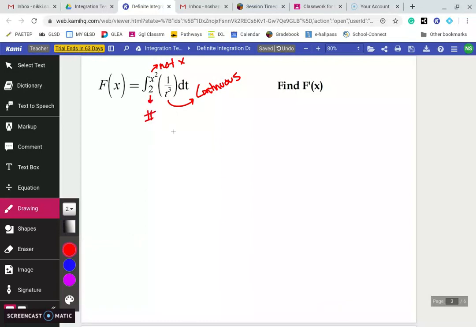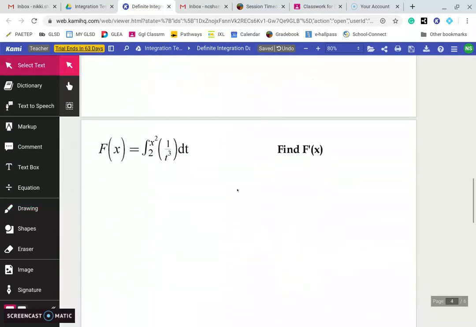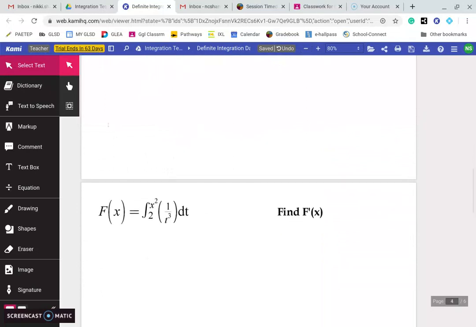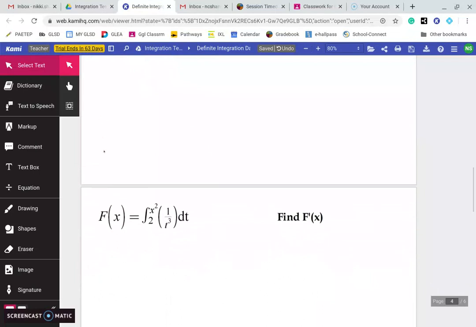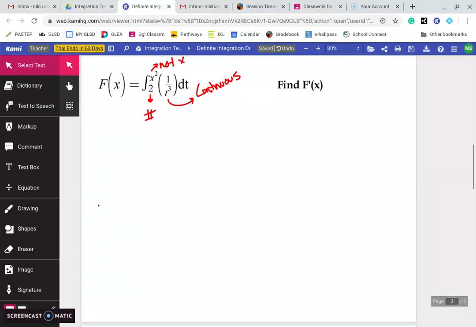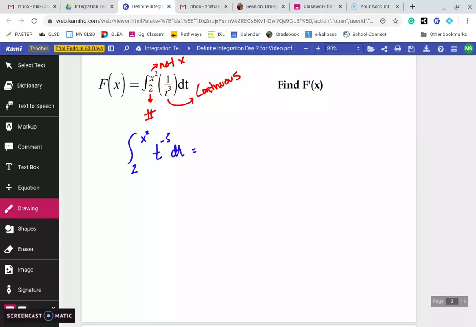So if you notice on your slides, I don't know if you printed them out or not, but this problem and the next problem are exactly the same. So I'm going to show you how to do this without the second fundamental theorem of calculus and with the second fundamental theorem of calculus. Without it, the first thing we're going to do is find capital F of x. So I'm going to take this antiderivative. First I'm going to rewrite it from 2 to x squared as t to the negative third dt. And now I'll take the antiderivative. So I'm going to add 1 to my exponent, making it negative 2. Then I'll divide by that negative 2.